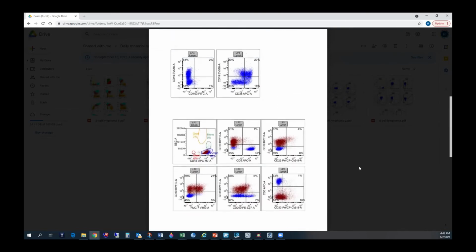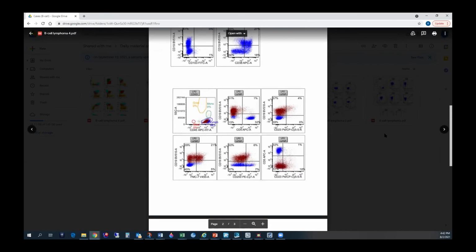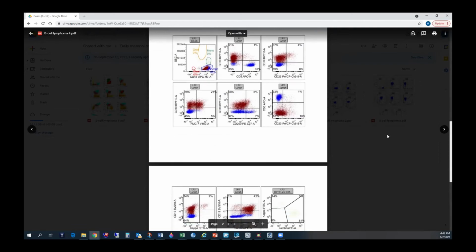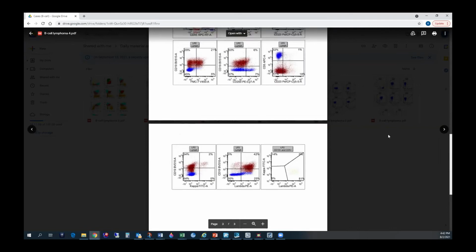And we're not being there. Okay, and it is positive for 19 and 38, and negative for 5, negative for 200, partially positive for FMC7. And yeah, pretty much that's it.